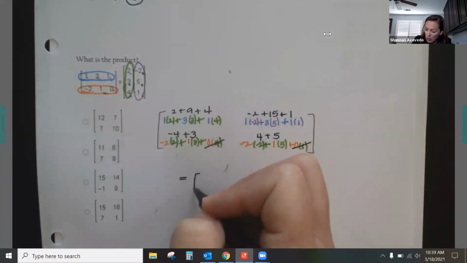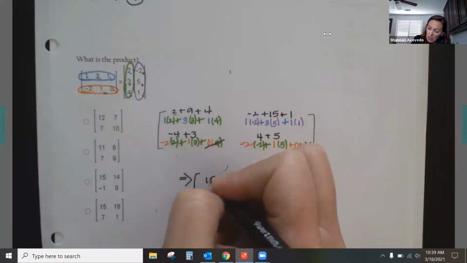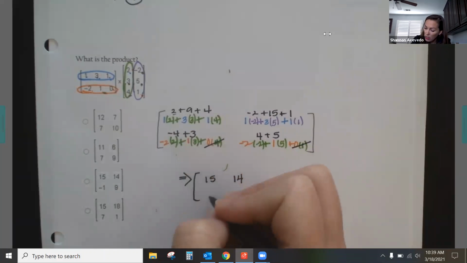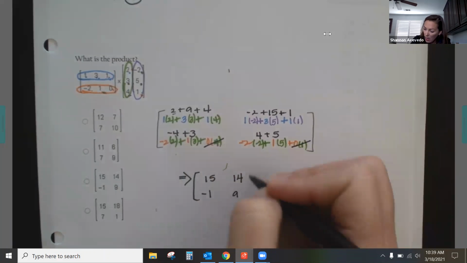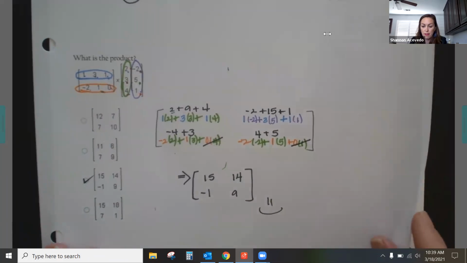So my solution is going to be, this is going to give me a 15. This is going to give me a 14. This is going to give me negative 1 and a 9. And there we go, all done. Again, if you have questions that go too quick, please, please, please let me know. If you master multiplication, you'll have a good foundation for the rest of the unit.